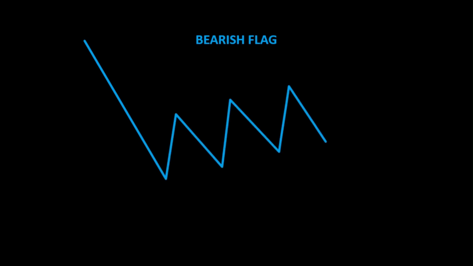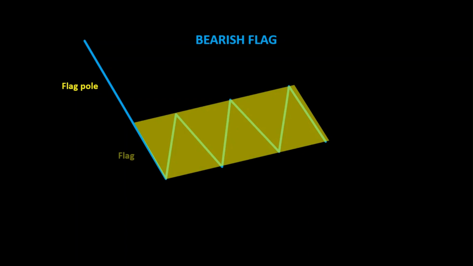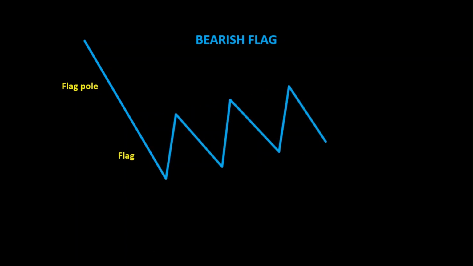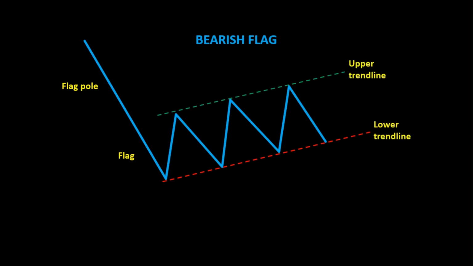Moving on, let's explore the bearish flag pattern, that forms when the price makes a strong downward move, known as the flagpole, followed by a period of slight upward or sideways consolidation, forming an upward sloping channel referred to as the flag. Two trend lines are drawn to define the flag structure of the consolidation area.